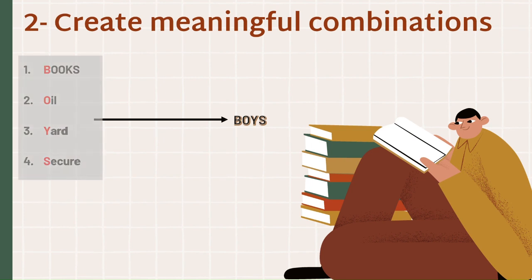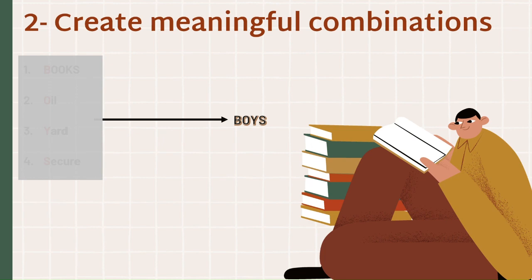And we can now put something on the words and try to remember. B, books. O, oil. Y, yard. S, secure. Boys. We can save this word instead of saving a long, long list.